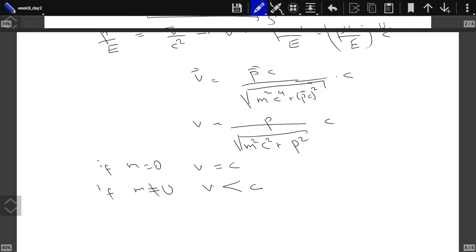Well, the only way is if m squared is negative. How can it be less than 0? Before, we had the answer: well, that cannot be, so it's not possible. Now our answer is it can and cannot be. None of the particles that we will observe will have mass squared less than 0.